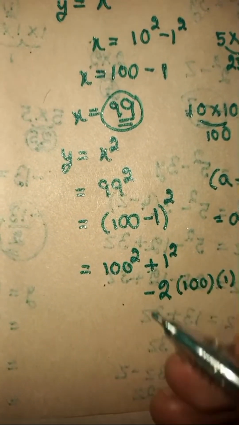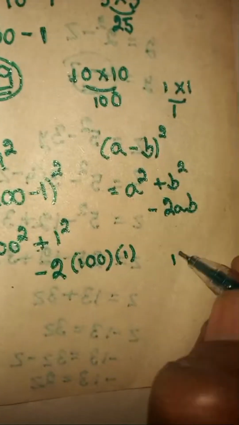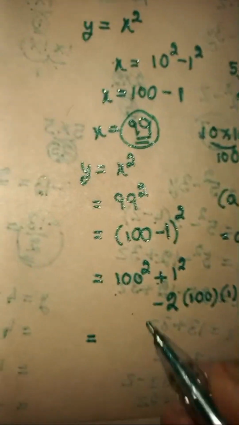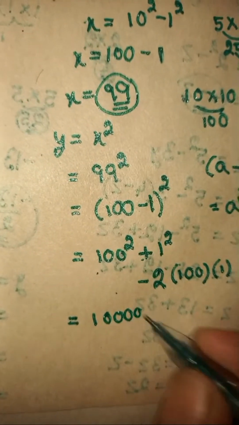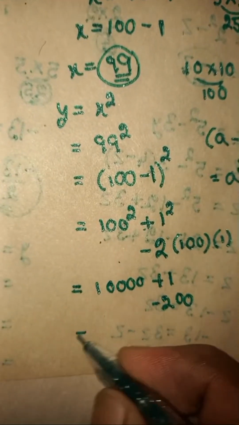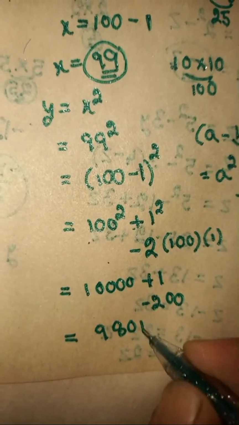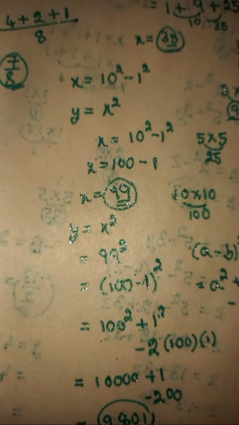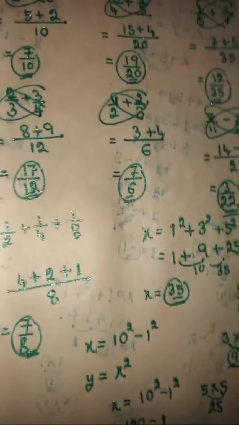Now you're going to get 100 square as 100 times of 100, which becomes 10,000. This becomes 10,000 plus 1 minus 200. This is equal to 9,801. That is value of y. This is value of x. Keep on doing more and more problems like this.